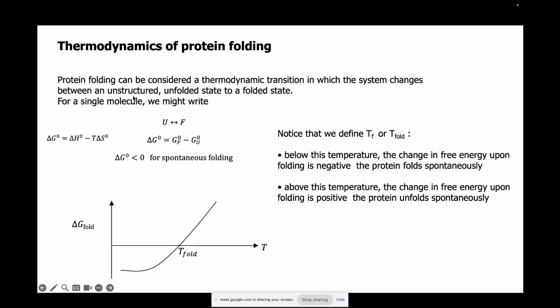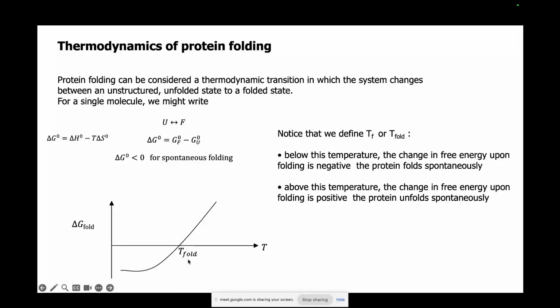Now, protein folding can be considered a thermodynamic transition in which the system changes from an unstructured unfolded state to a folded state. So for a single molecule, you can write from unfolded to folded. This is the delta G difference, so delta G naught is G folded minus G unfolded. Now at every level, you can write delta G as delta H minus T delta S. So the idea is that there is a temperature dependence on the folding of the protein itself. There is a particular cutoff, the T fold or TF.